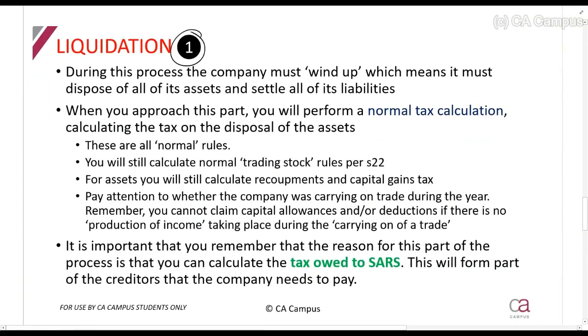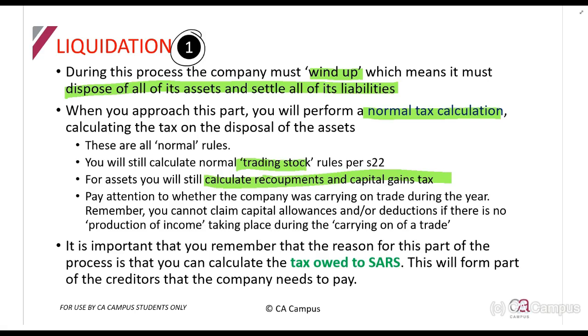So number 1, we're looking at the liquidation. I've already spoken to you guys about it. This is basically the situation where you wind up, that's what they call it. It means you sell all of your assets and you settle all of your liabilities. Winding up the company means you are getting rid of all of its assets, paying off its liabilities, turning it into cash. So when you approach this part, you will perform a normal tax calculation. All the normal rules, guys: trading stock, recoupments, capital gains tax. All of those things are exactly the same as they've been. Why are we doing this part? We're only doing this part for one reason, and that is to calculate the final liability which we owe SARS.